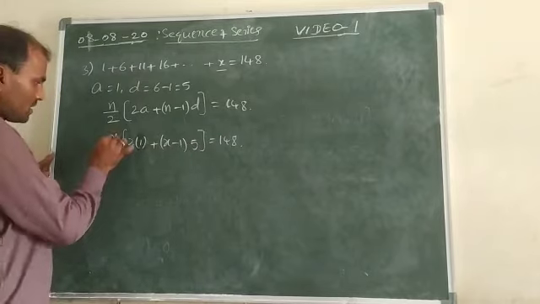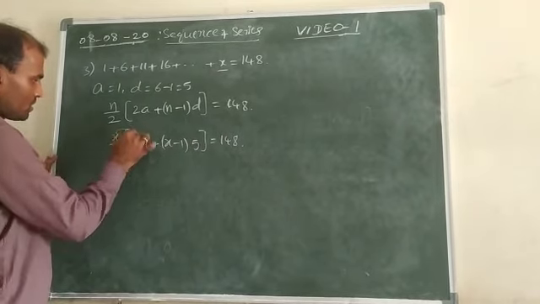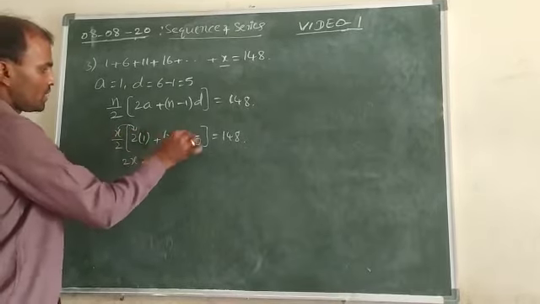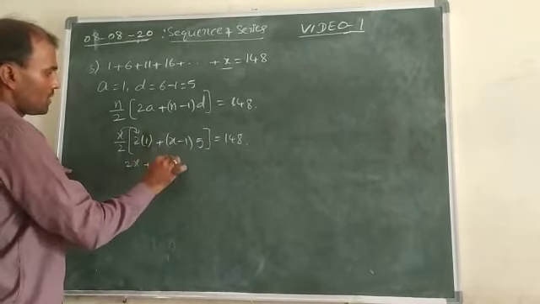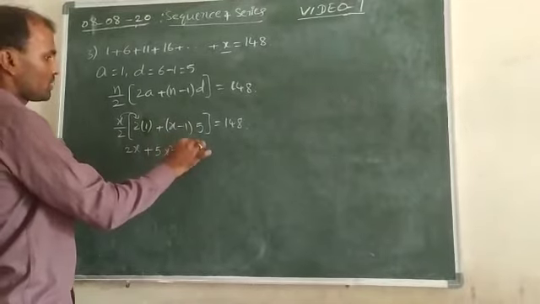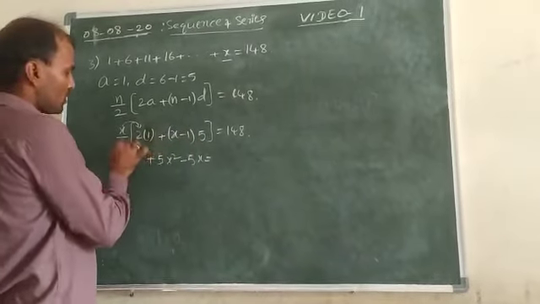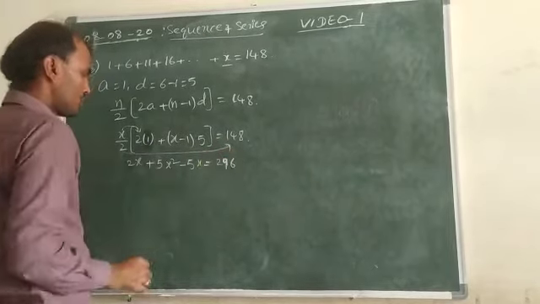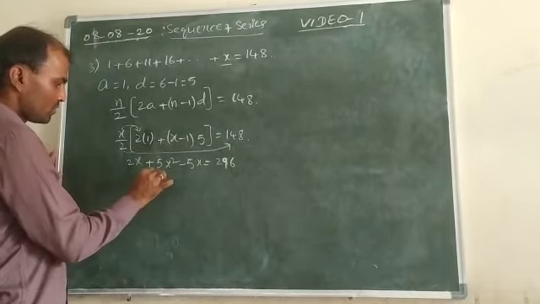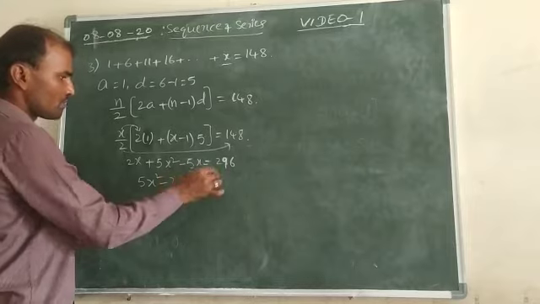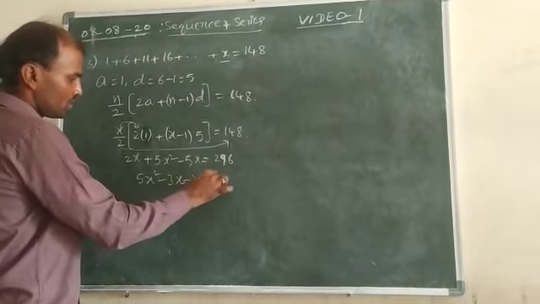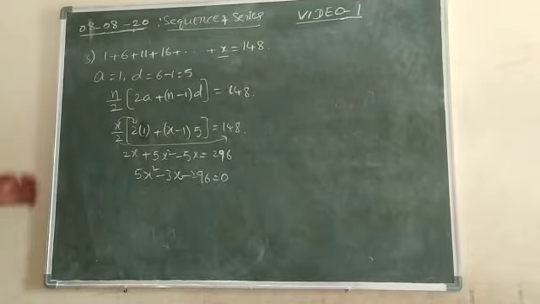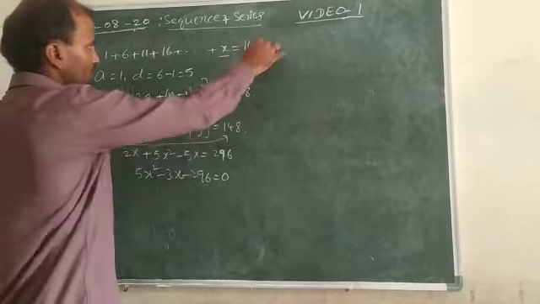Now bring that side and multiply: 2 into x, 2x, plus x into 5x, 5x square minus 5x is equal to 2 into 148, that becomes 296. So bring all terms to one side: 5x square minus 3x minus 296 is equal to 0. By factorization we get the x value. So you have to do that one.